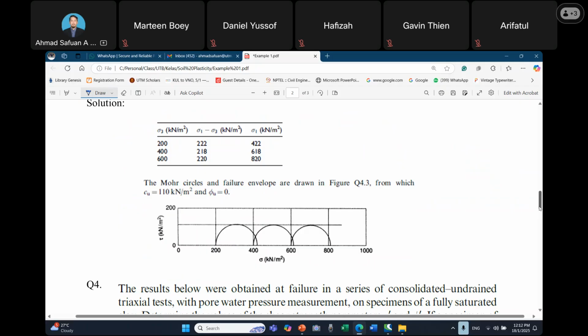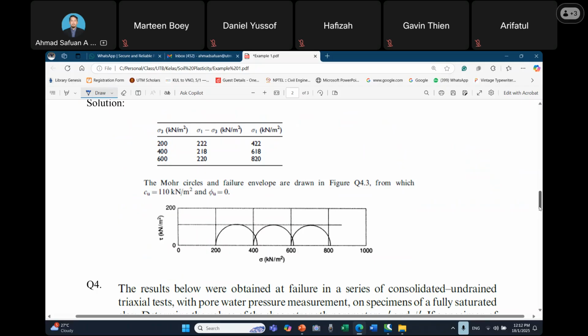Okay, the first one is drained triaxial. Then this is the U, and the last one the U. The results below were obtained at failure in a series of consolidated undrained triaxial tests with pore water pressure measurement on specimens of a fully saturated clay.